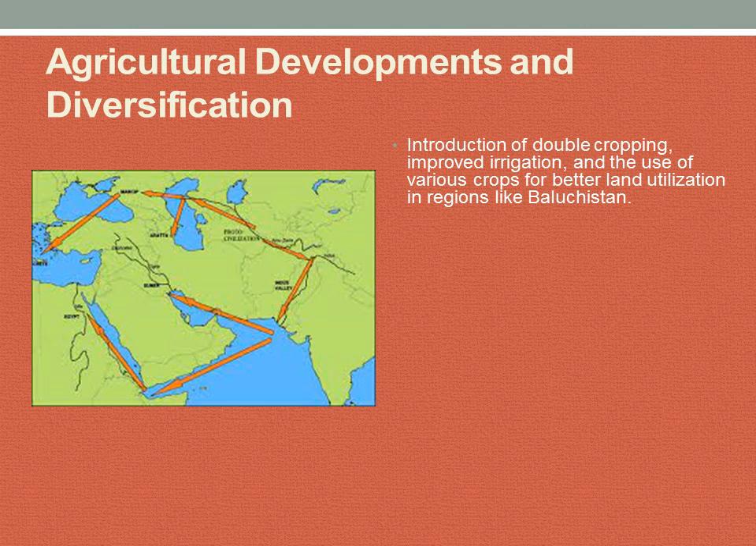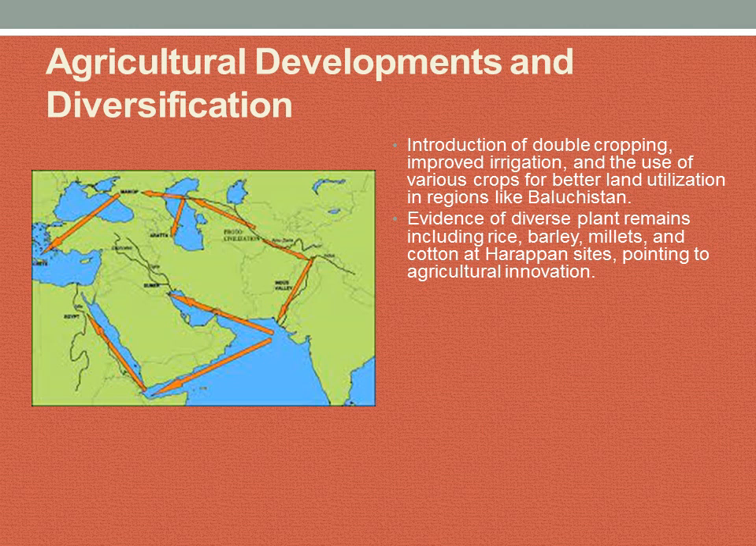Agricultural developments and diversification. What were the new agricultural developments in the late Harappan phase? Introduction of double cropping, improved irrigation and use of various crops for better utilization in regions like Baluchistan. So in regions like Baluchistan, there was improved irrigation and use of a double cropping system. Evidence of diverse plant remains has been found, including rice, barley, millets and cotton at Harappan sites, pointing to agricultural innovation. So during the late Harappan phase, we find innovation in agriculture with diversification of plants and new forms of cropping and irrigation systems.